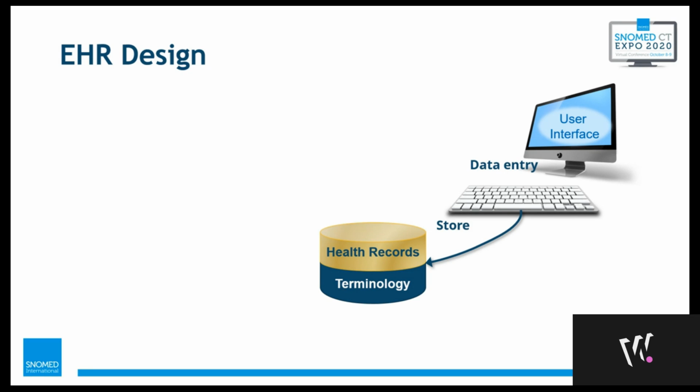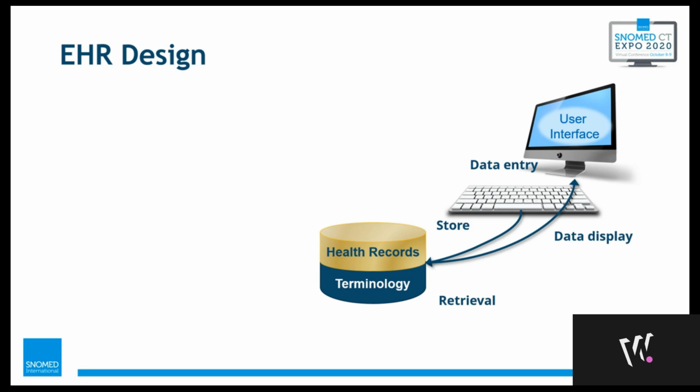In this slide, we're going to look at a high-level system design for an electronic health record system, which shows the interactions that may occur between various system components. Electronic health records are usually designed with both a health record data store to record health-related information about each patient, and a terminology data store to record the codes and terms that may be used in the health records. In the health records, data is entered by the user using the terms presented in the user interface and stored in the health record data store.